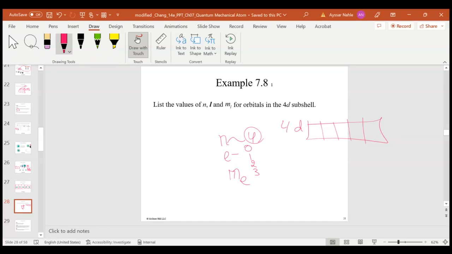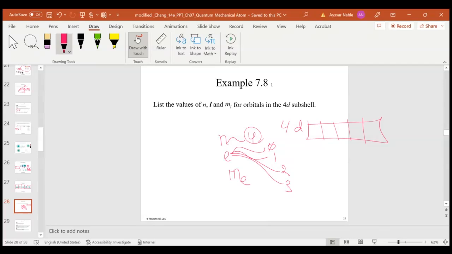Okay, that's right. L is 3. That's it. Sure? L is 3. No. L is not right. L is what? Because it's given 4D. N is from 1 to infinity. L is from 0 to n minus 1. Okay, that was correct. 0, 1, 2, and 3, right?